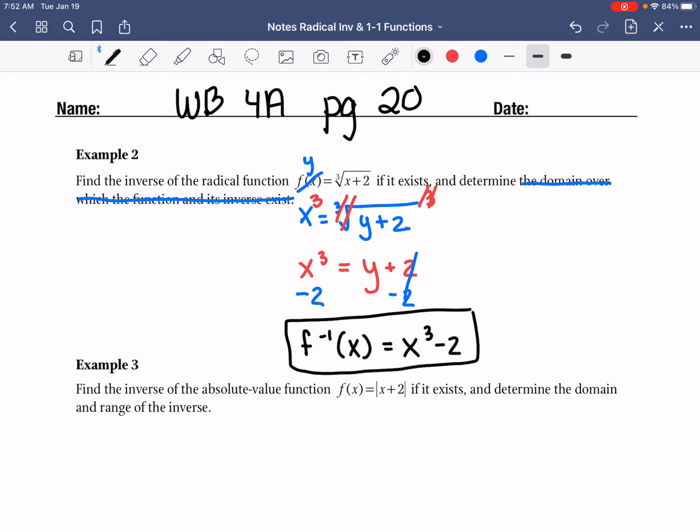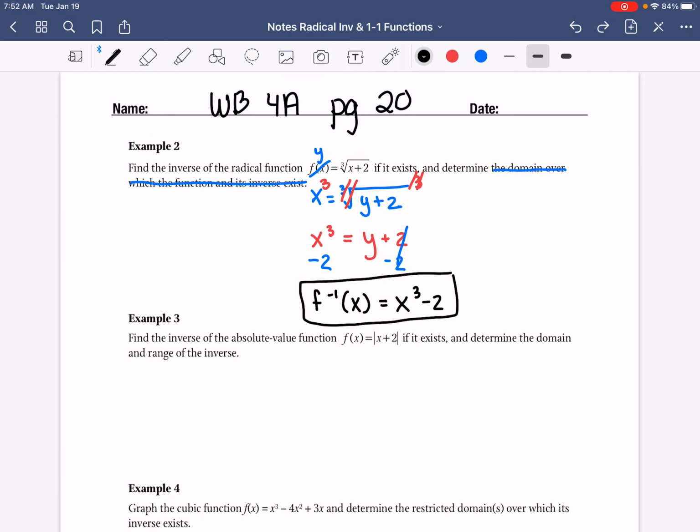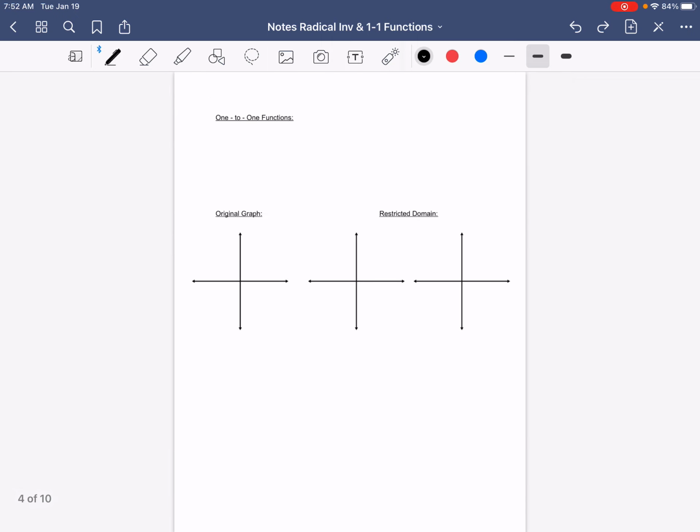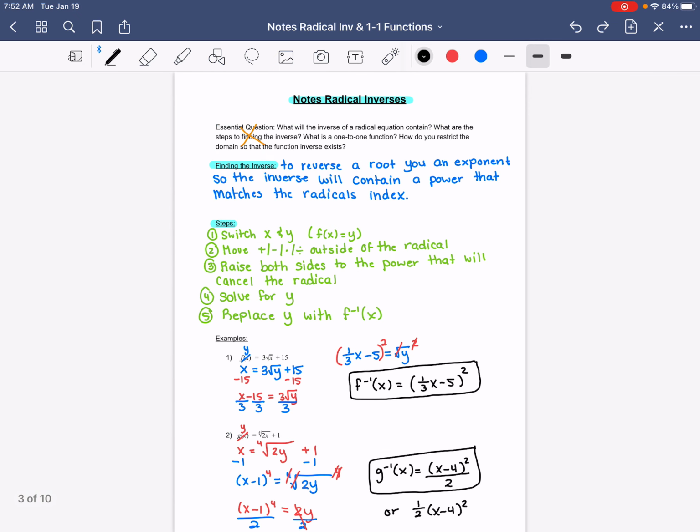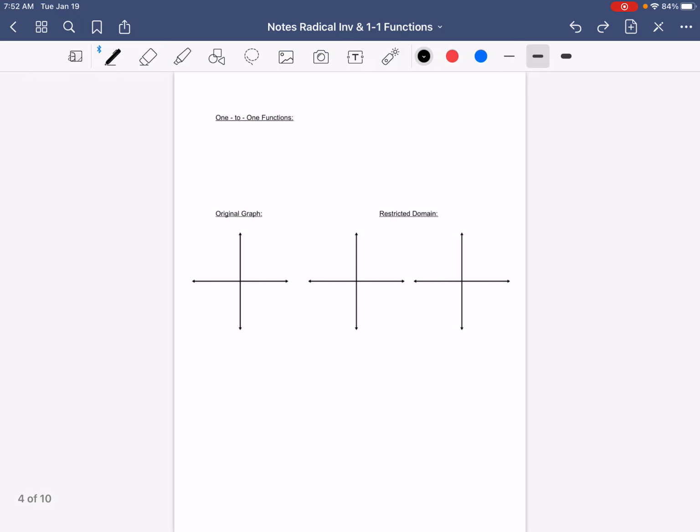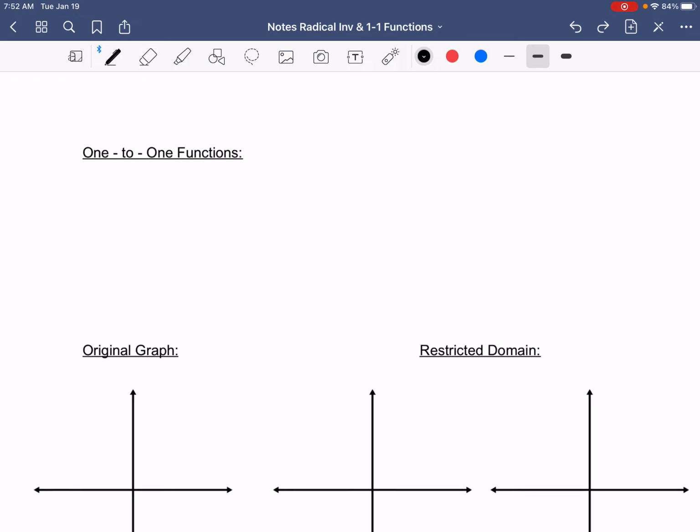All right, now let's talk about this domain over which the function exists thing. I haven't talked about that part yet. So let's go back to our notes page. This is going to be one picture, everything we did so far, so you can draw a line under there or flip your paper over, but the next thing we're going to talk about is one-to-one functions. A one-to-one function means that both the original and the inverse are functions.